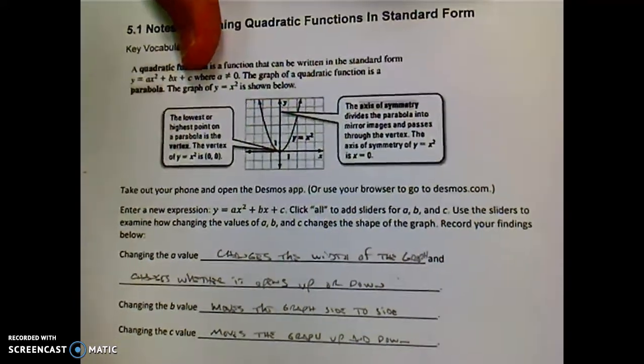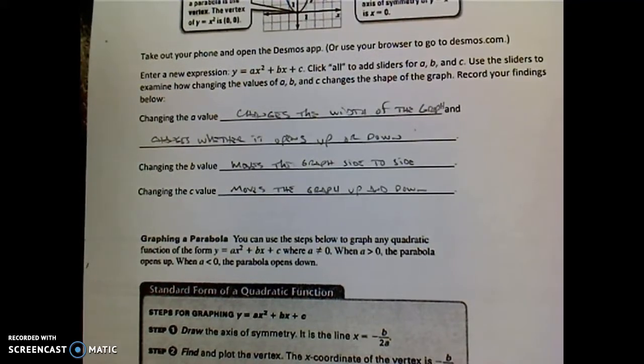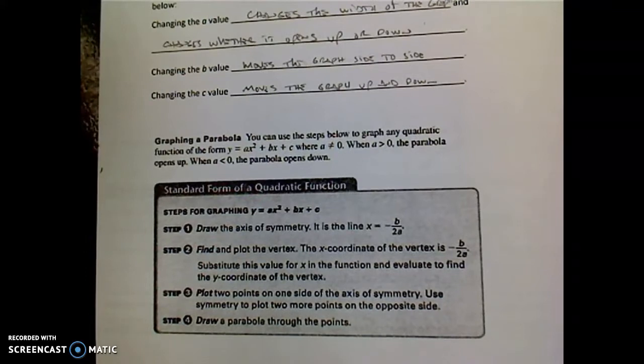So we took some time in class to discover what happens to the graph visually when we change the value of a, b, or c. Now we want to think about graphing a parabola. We've got a set of steps that we're going to follow to be able to graph a parabola.